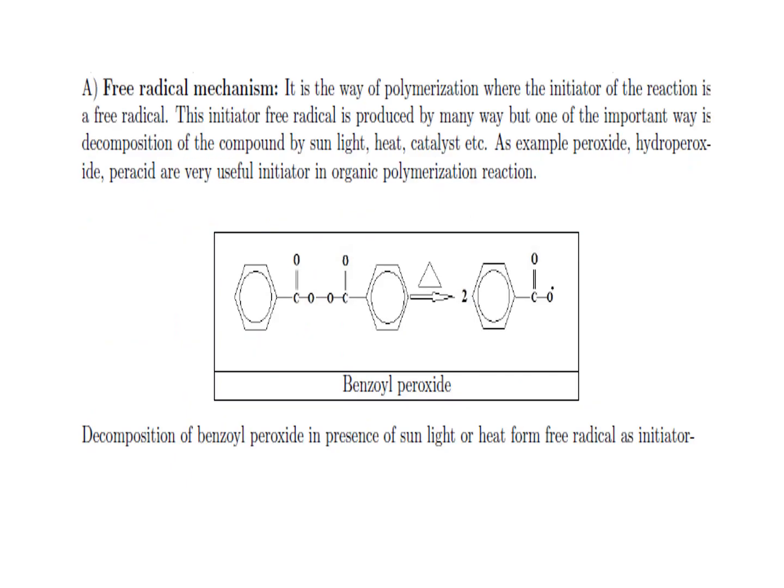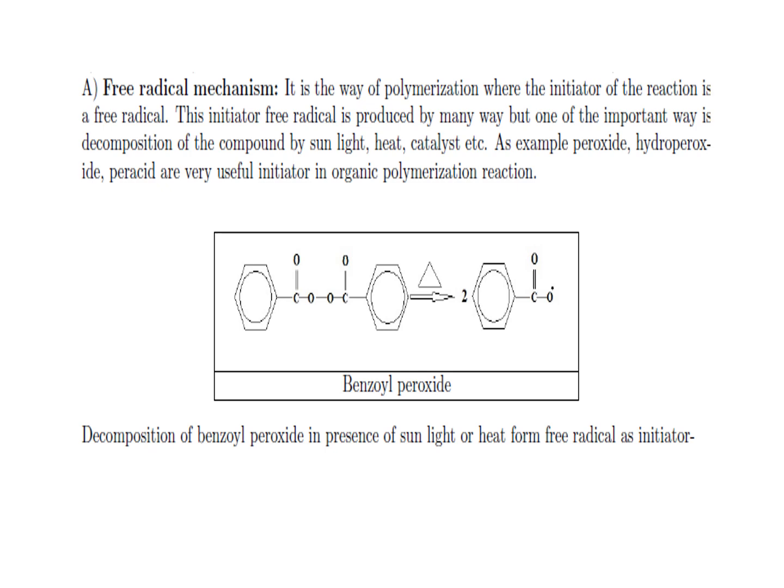Now we will go through the free radical mechanism. So it is the way of polymerization where the initiator of the reaction is a free radical. It becomes clear from the name itself. This initiator free radical is produced in many ways, but one of the important ways is the decomposition of a compound by sunlight, heat, catalyst, etc. As examples, peroxide, hydroperoxide, per acids are very useful initiators in organic polymerization reactions.